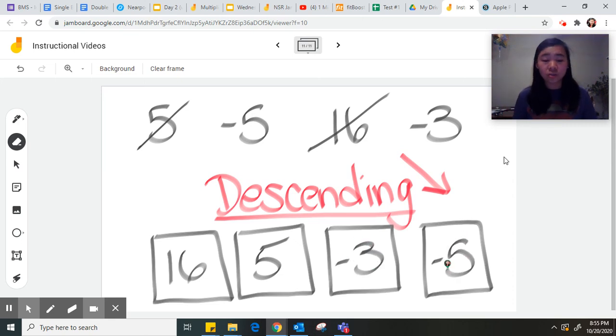Okay, now if you wanted to do this on a number line, one way for you to do it is draw out your number line, plot these 4 points, and then depending on if it's ascending or descending, you can just list your integers. Okay, I hope this helps.